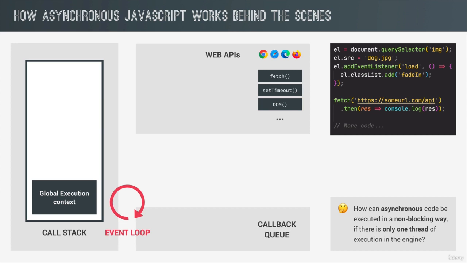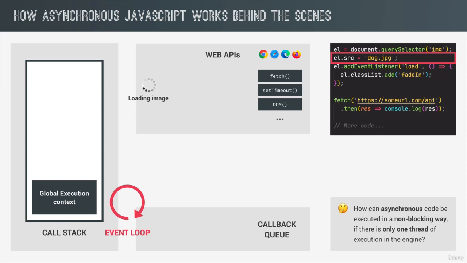However, you already know how the call stack works, and so it's best that you focus more on the code and on the web APIs and callback queue. Okay, but now let's start by selecting this image element, and then in the next line, we set the source attribute of that image to doc.jpg. And as we learned before, this will now start to load this image asynchronously in the background. But this time we can actually understand what that mysterious background actually is.